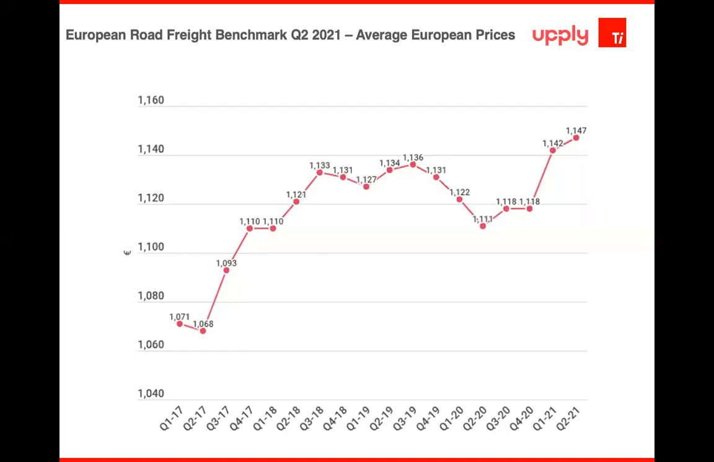The other point I'd really highlight, supply chain disruption is really playing a part, whether that's in driver shortages, disruption at ports, shortage of transport equipment, even the shortage of some intermediate goods as well. So that's also a real driving factor for rates in this quarter.